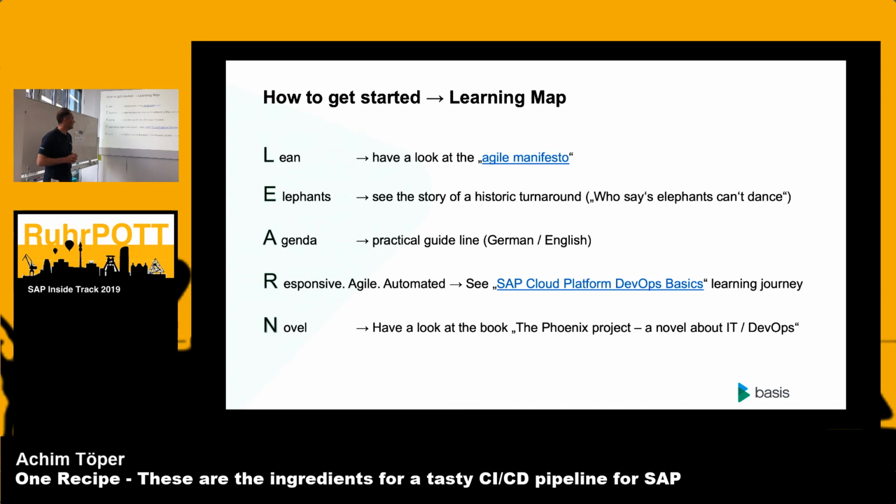And if you want to get an impression of how the DevOps and Agile ideas were implemented in a company, there's a real nice book that I read, and I want to give you the information about the book: The Phoenix Project, a novel about IT and DevOps. So it's worth reading.